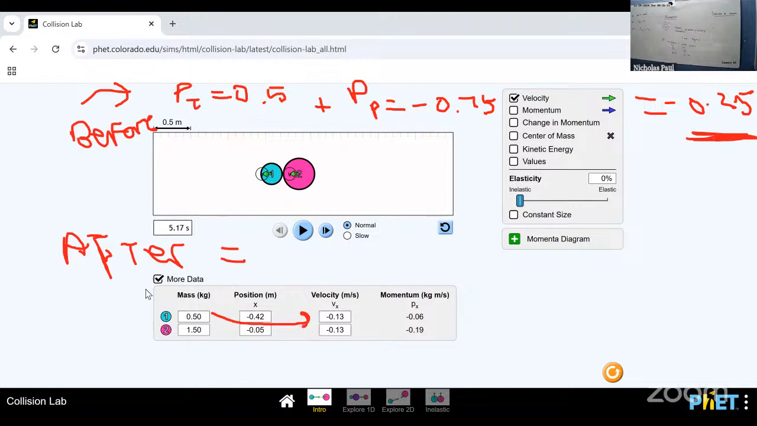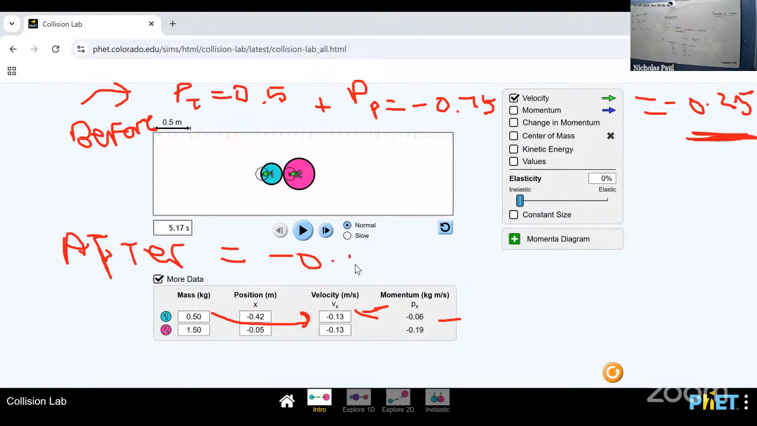Multiply those two. Minus 0.3 by 0.5. Multiply its speed, minus 0.3, minus 0.3 by 0.5 is how much? Minus what? How much?